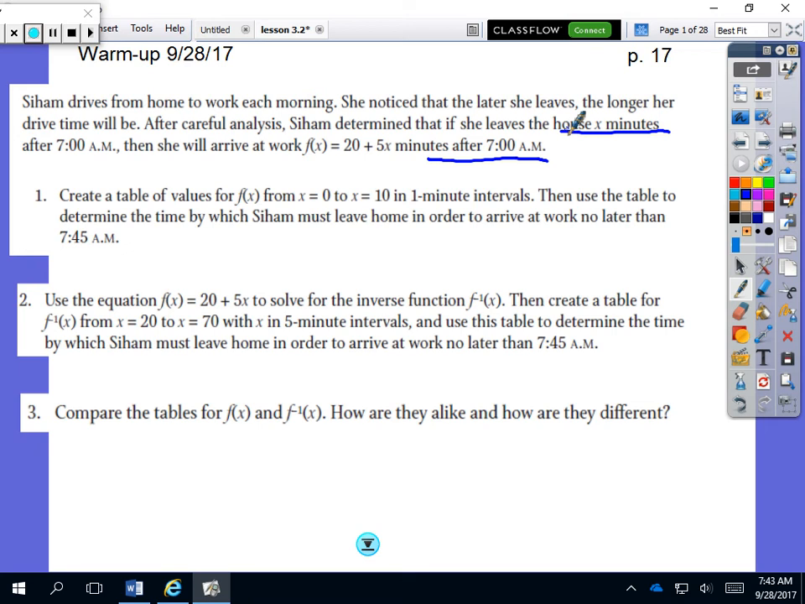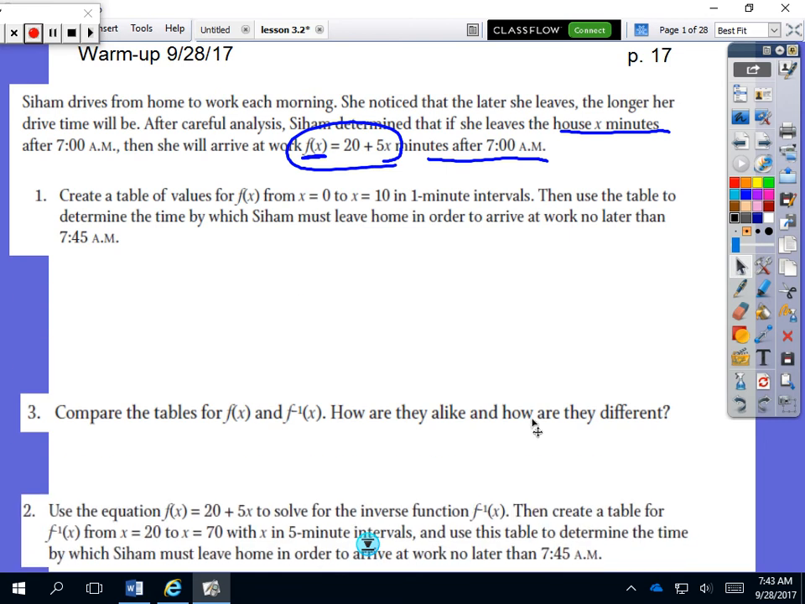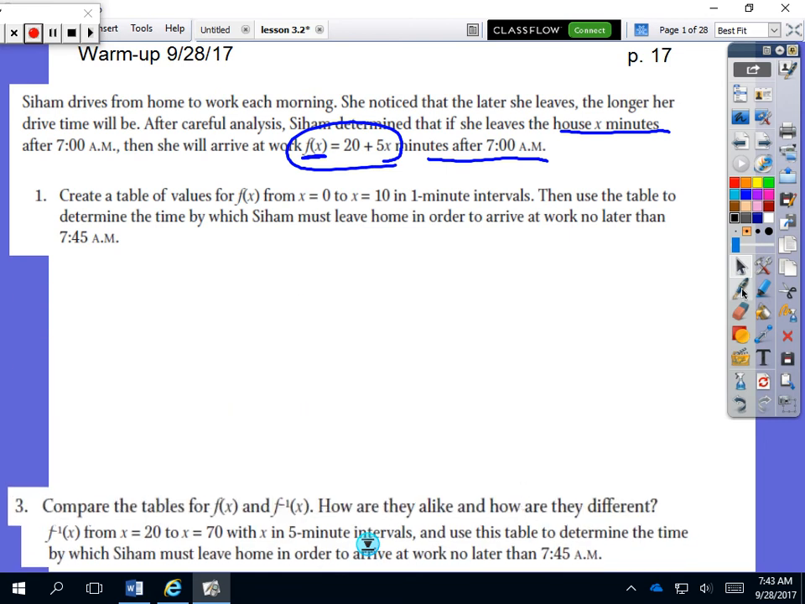Okay, so she leaves this function minutes after 7 a.m. So this is the time she will arrive at work, right? My dependent variable is the time she will arrive at work, the arrive time, and the independent, the x, is the time she leaves.